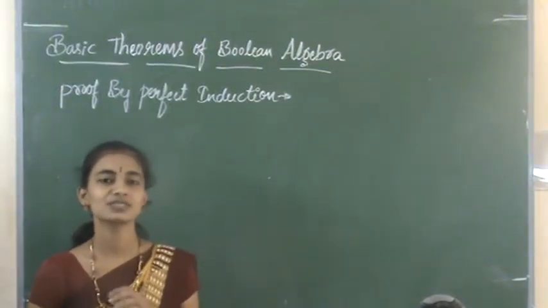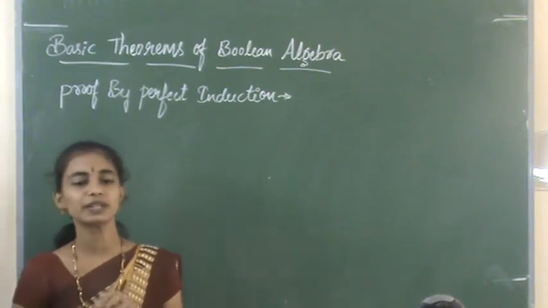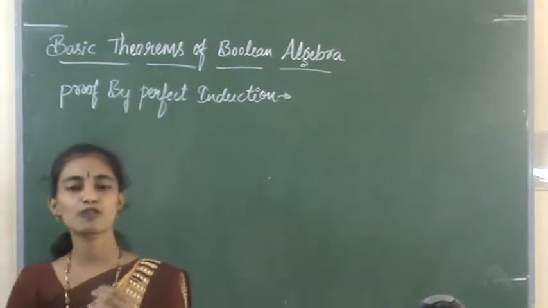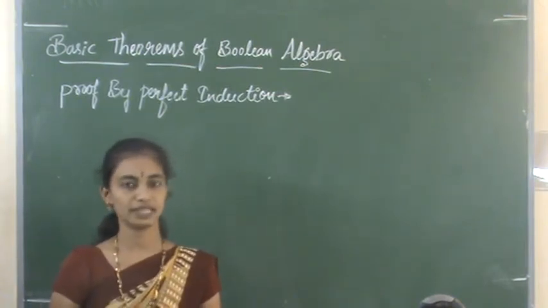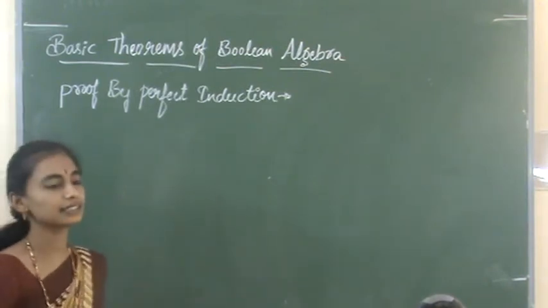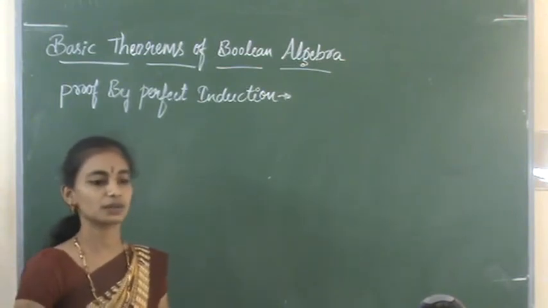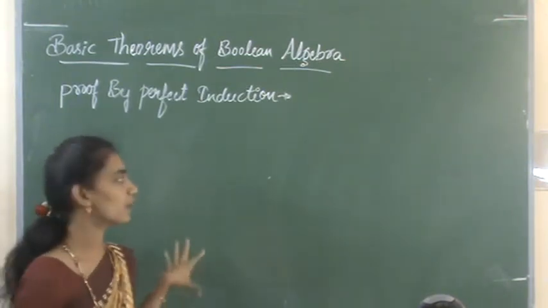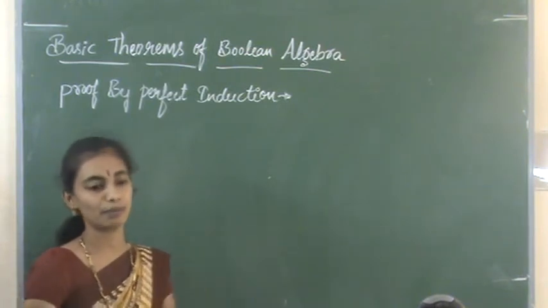So in the last class we studied Boolean algebra, right? In that we studied some of the basic postulates and the principle of duality. After that we have the basic theorems in Boolean algebra, or Boolean expressions. In that we have around 18 theorems, so we will study them one by one.